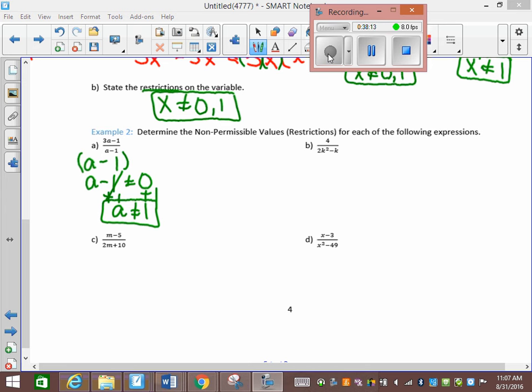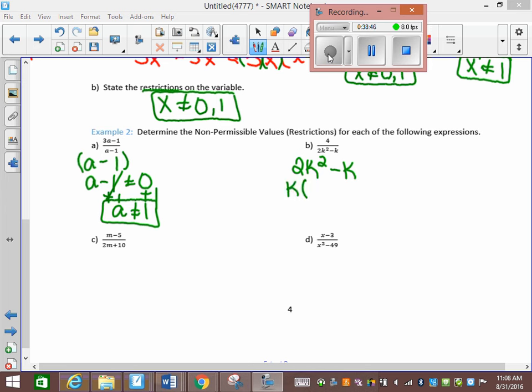Now B, I can't go straight ahead and say 2k squared minus k can't equal 0, because I can take a k out of it. So you take a GCF out, or a difference of squares, and do that first. So for this one, I can take a k out. Do I care that the numerator is a 4 or a 7 or a k or a smiley face? It doesn't matter what the top is when I ask for just NPVs. Okay? So 2k squared minus k. I ask myself first: GCF, difference of squares. So I can take out a k.